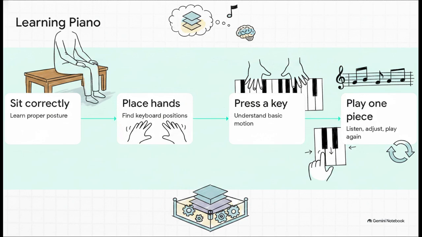Instead, you start with the absolute fundamentals. You first learn how to sit correctly, then exactly where to place your hands. You figure out how the keyboard is organized and how to properly press a single key. Only after that foundational structure exists would you actually begin practicing music. And even then, you'd play just one piece. You'd listen, you'd adjust, and you'd play it again. See, you're establishing a structure first and then practicing iteratively to listen and adjust.